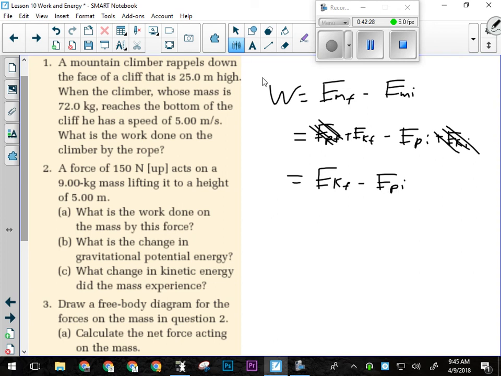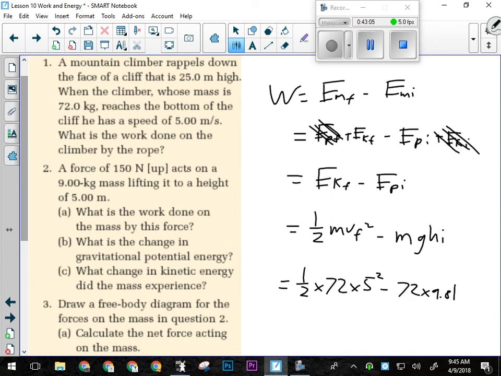And this is going to be a negative number because as the climber, I'm going to lose energy to the rope. I'm going to transfer energy. The rope's going to get hotter, the carabiner is going to get hotter, whatever. So 1/2 m vf squared minus m times g times h initial. My final mechanical is all kinetic. My initial mechanical was all potential. So when I plug in my numbers here, I'll have 1/2 times 72, the mass of the climber was 72 kilograms, times the final speed, which was 5 squared, minus 72 times 9.81 times 25 meters.